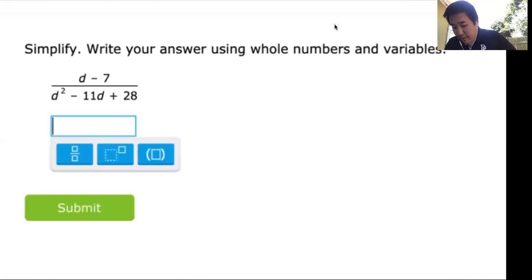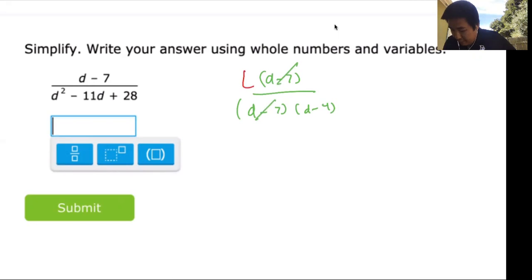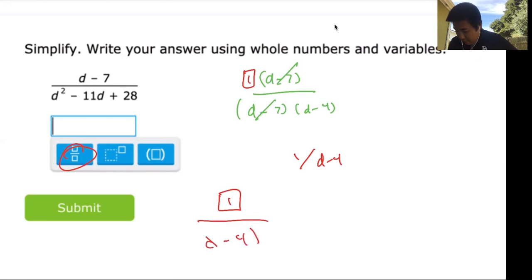This one, we gotta factor the bottom. So it's d minus 7 and d minus 4. This cancels, this cancels. And remember, when you cancel something and nothing's left, there's always a 1. So it's 1 divided by d minus 4. I think you want to use this button here, and then you can write 1 divided by d minus 4.